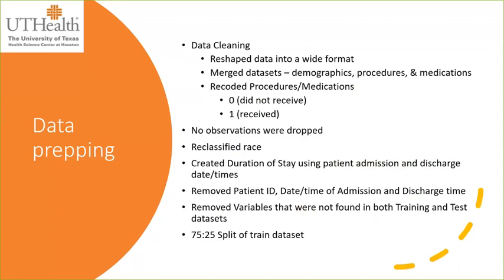No observations were dropped. However, due to sparsity within classes of race, multiple Asian race categories were grouped together, and biracial subtype was merged into the other subcategory. Patient ID, admission time, and discharge time were removed as they were not needed for model selection. Subsequently, we deleted all procedure and medication variables that did not overlap between the test and training data sets. Finally, the training set was split into the previously discussed subsets.